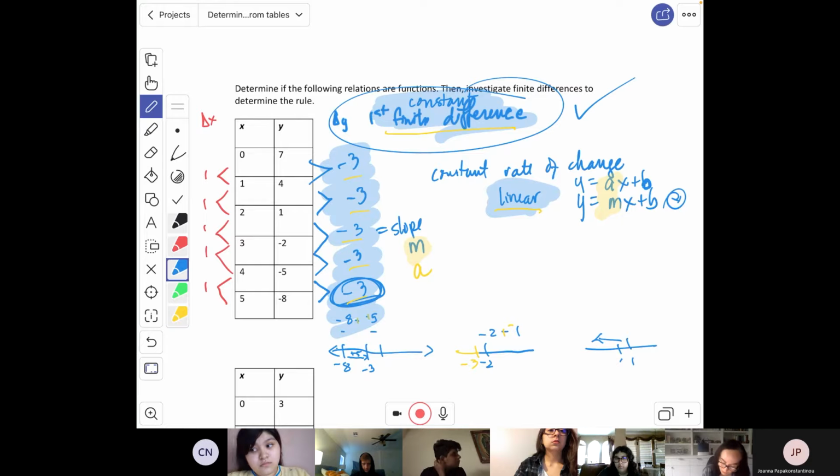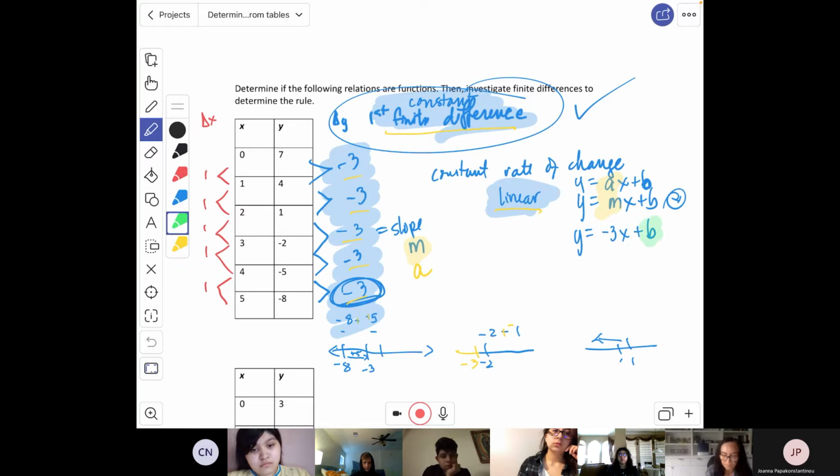So I can start writing the equation, but I need that B. Now, in the table, sometimes it's given, or sometimes you have to use the pattern we recognize to be able to get this value in the table. Where can I look in the table to find the B? What does the B represent in the equation? The y-intercept. The y value of the y-intercept. Eric, you are correct. This is the y value of the y-intercept.